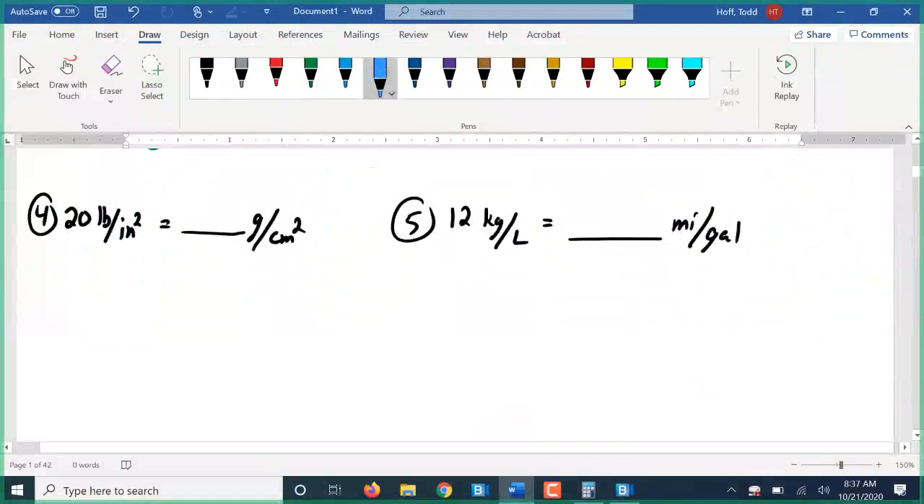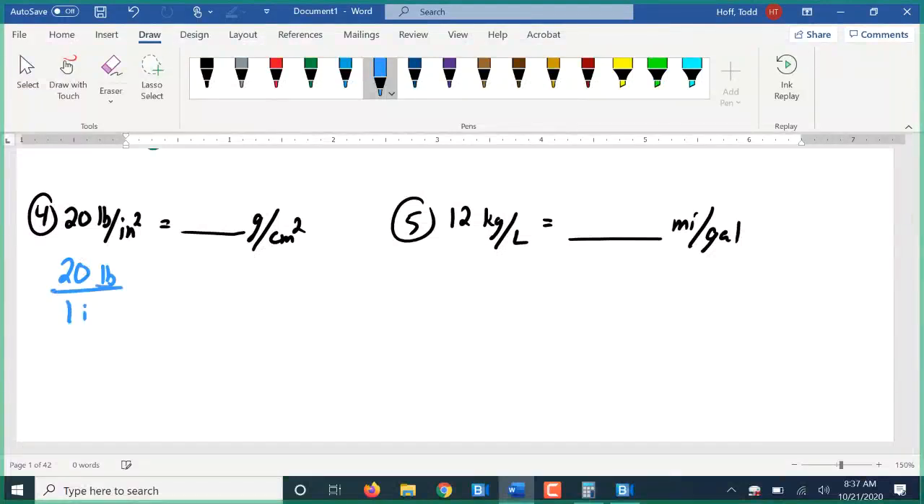Number 4 here, we have 20 pounds per square inch. That's 20 pounds over 1 square inch. I have to convert the pounds into grams and the square inches into square centimeters. We're going to have to use our conversion factors here. Now, I don't have a direct conversion from pounds to grams, but I do have pounds to kilograms. So let's do that. 1 kilogram is 2.2 pounds. Now, you could probably look up a direct conversion from pounds to grams as well. I'm just choosing to use that one because I have it memorized.